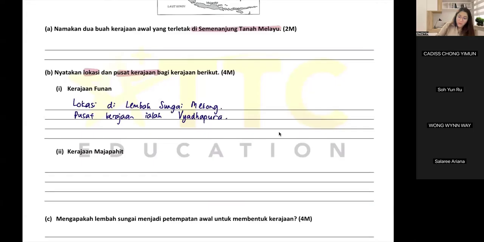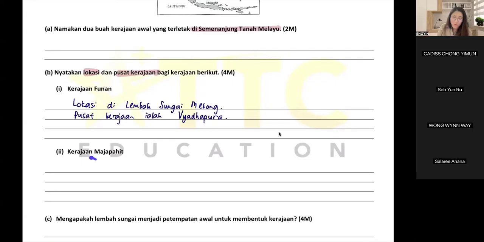Vyadhapura. Let me teach you the way I remember. The V-Y-A-D is like a silent V, so you can pronounce it as Viet. But for me, it sounds like Yat. In Cantonese, one is Yat. So remember, Funan is the first kingdom, so the government center is at Yat Hapura. Viet Hapura, Yat Hapura, Yat. 1, 2, 3, 1. I guess good.